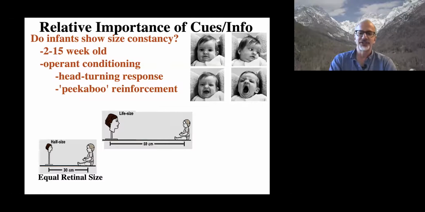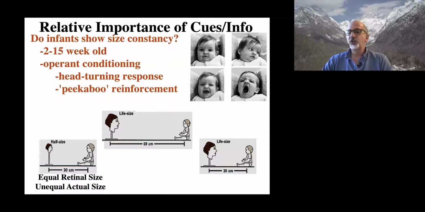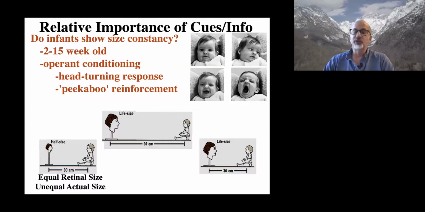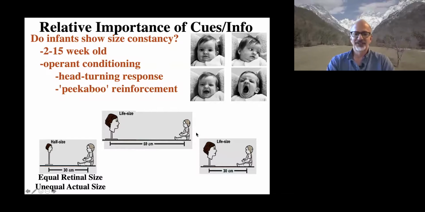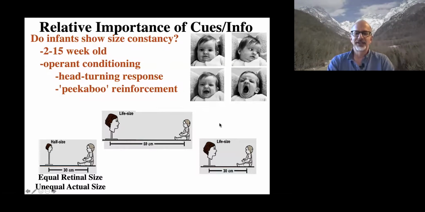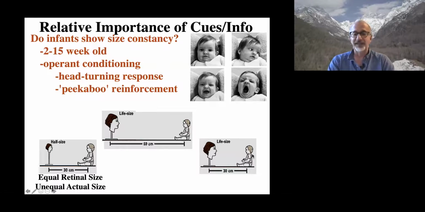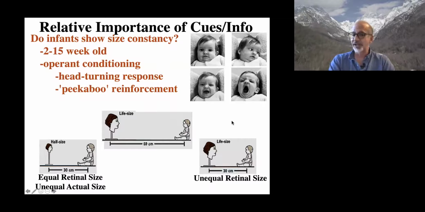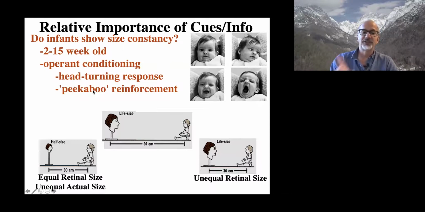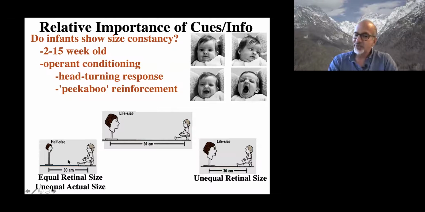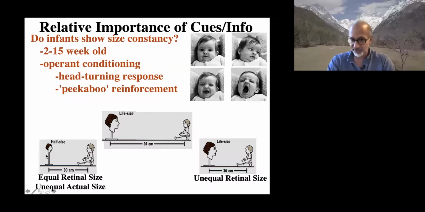The other new condition is this. The other new situation is this. You bring in the mannequin head that you originally started with, but you have it at half the distance. So you use the same mannequin head, but now it's half the distance. And in this situation, clearly, the image of the mannequin head is much larger at the infant's eye. So it's unequal retinal size from the original situation, the one the infant was trained to. But let's look at the actual sizes now. In this original case, you have an unequal actual size. The size of the mannequin head has shrunk. Here it has not.